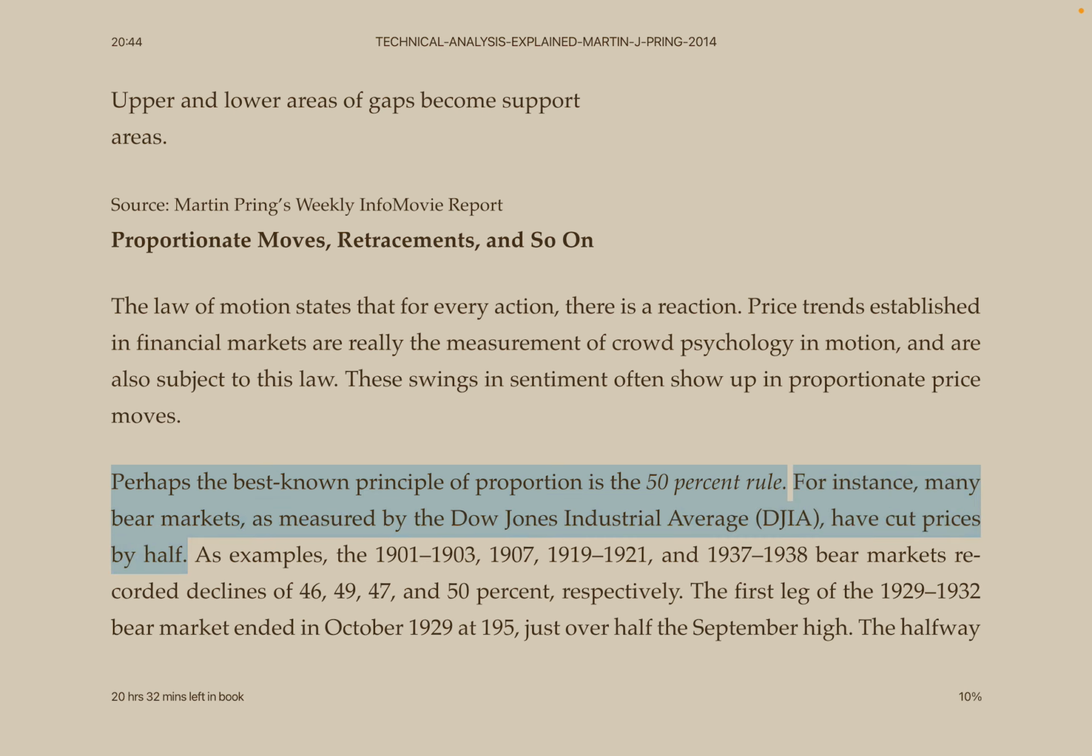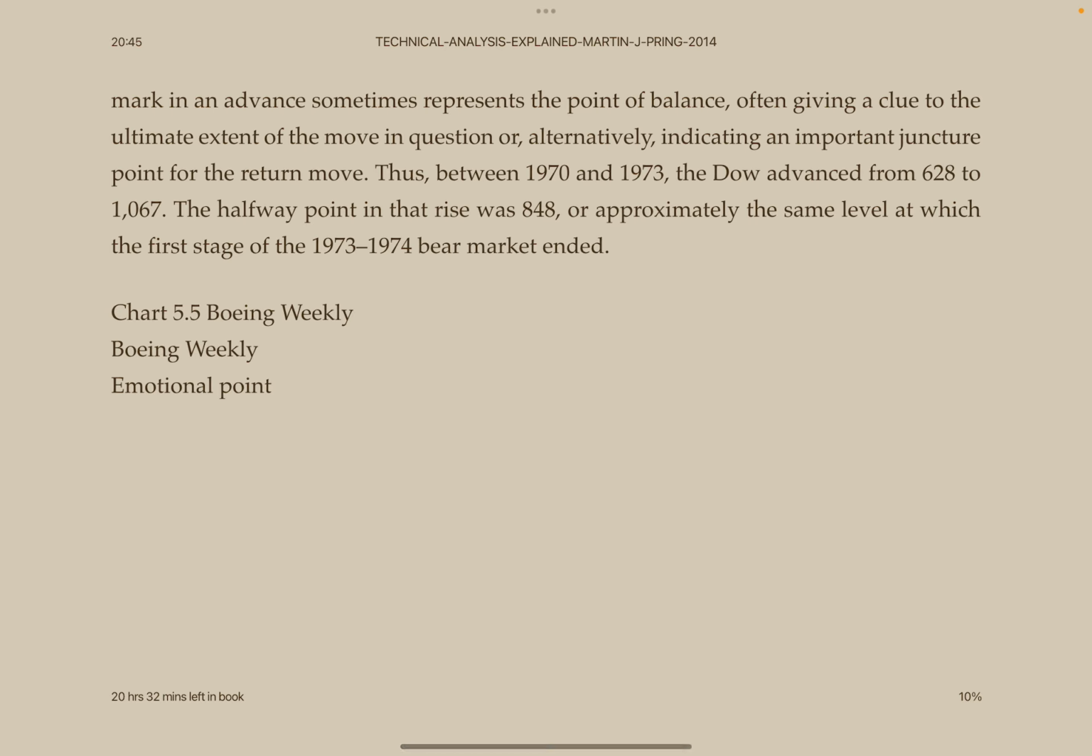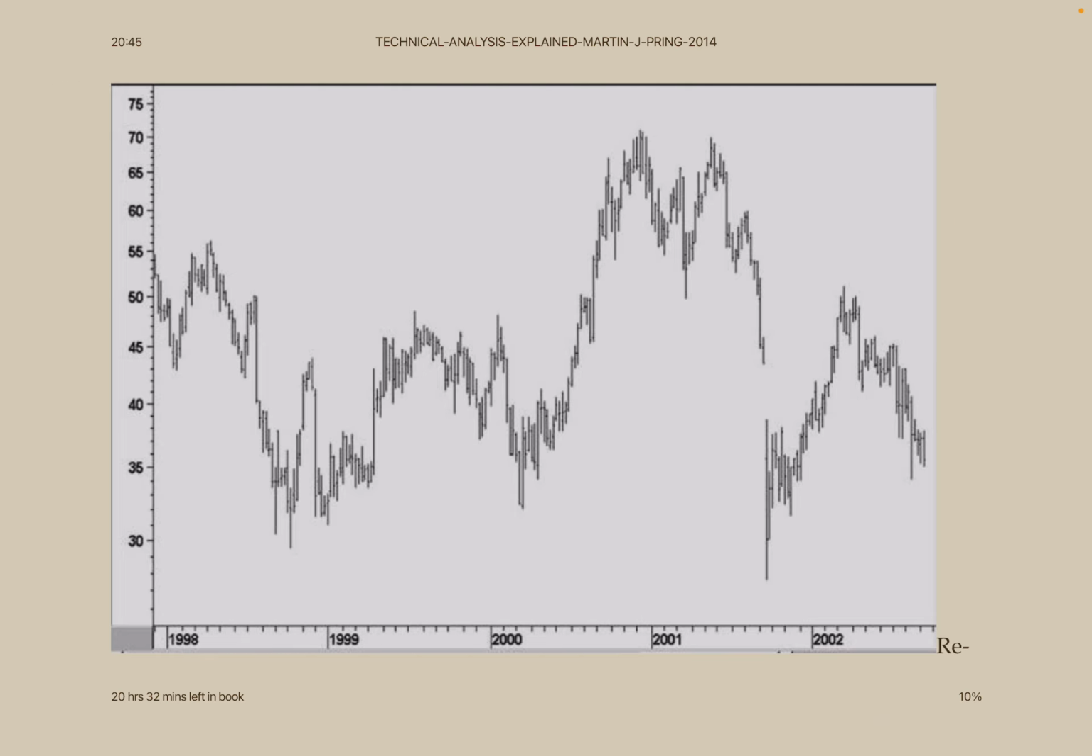The halfway mark in an advance sometimes represents the point of balance, often giving a clue to the ultimate extent of the move in question or alternatively indicating an important juncture point for the return move. Thus, between 1970 and 1973, the Dow advanced from 628 to 1067. The halfway point in that rise was 848, or approximately the same level at which the first stage of the 1973-74 bear market ended.